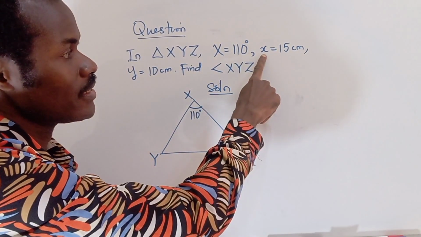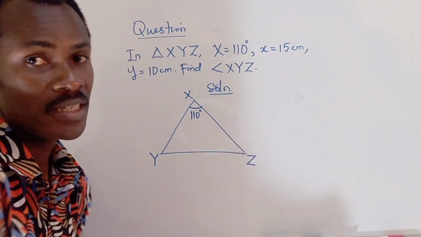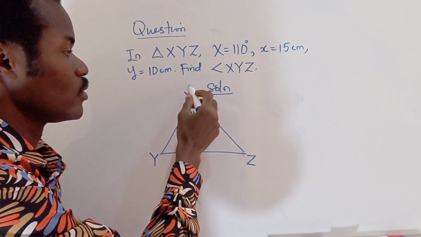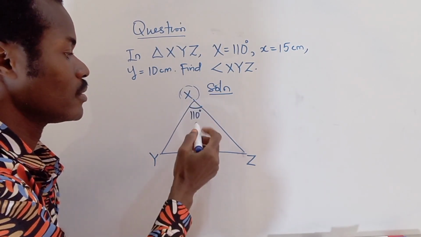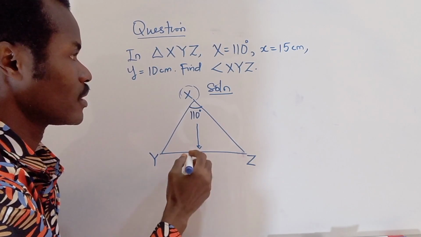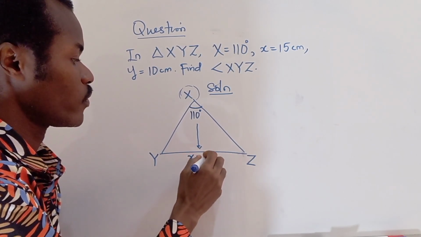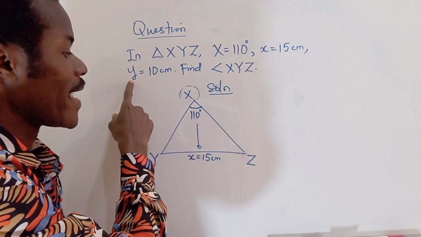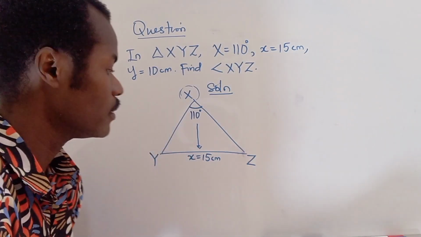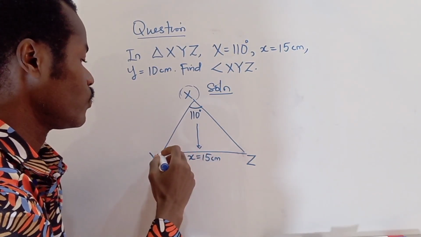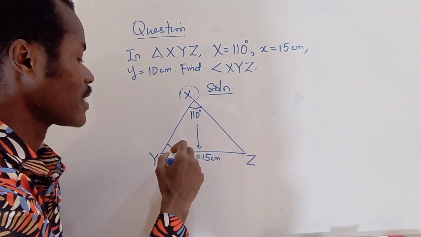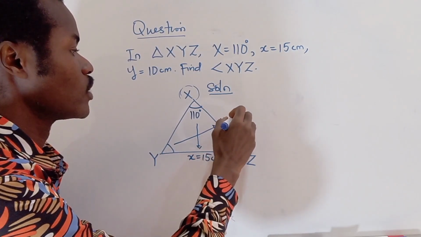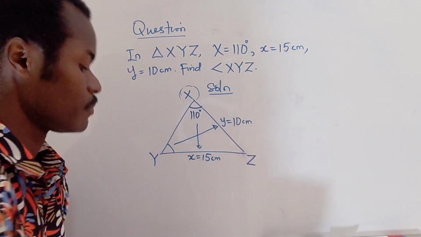Now it says length x is 15 centimeters. What do we mean by length x? Length x simply means the side opposite to this angle. So this gives us our length x, which is 15 centimeters, and our length y is 10 centimeters. So our length y is going to be opposite this angle. Remember this angle Y. So opposite this angle gives us our length y, which is 10 centimeters.